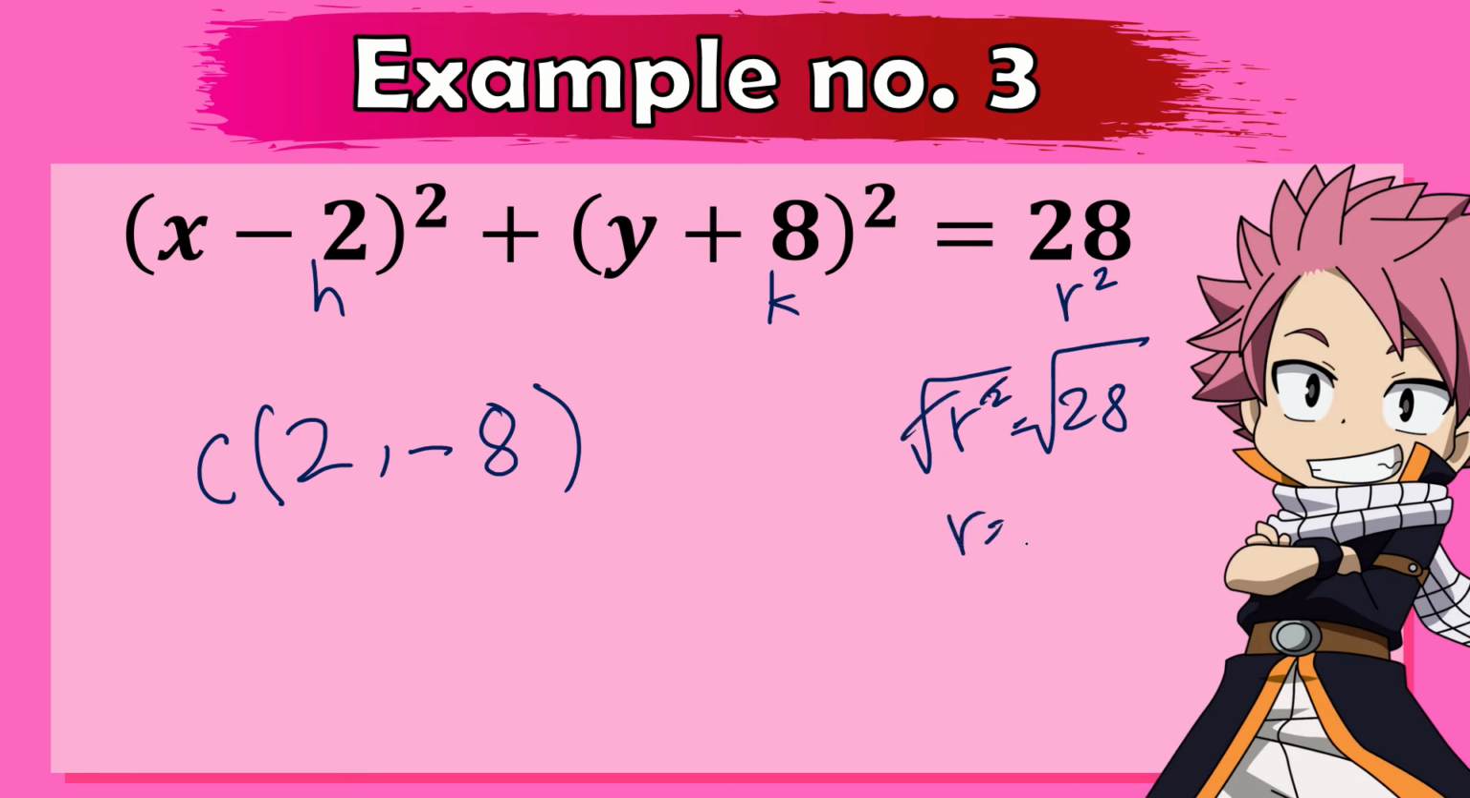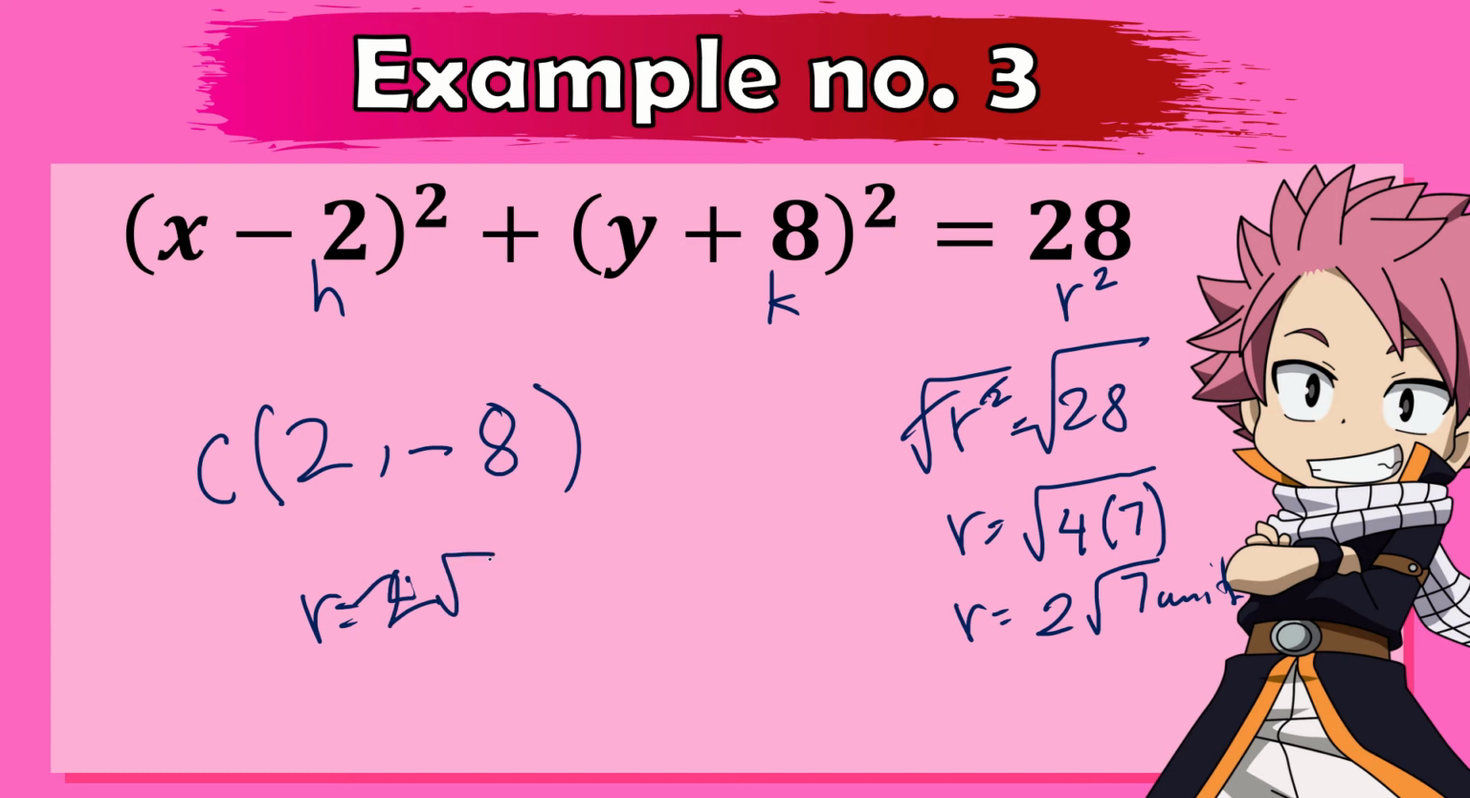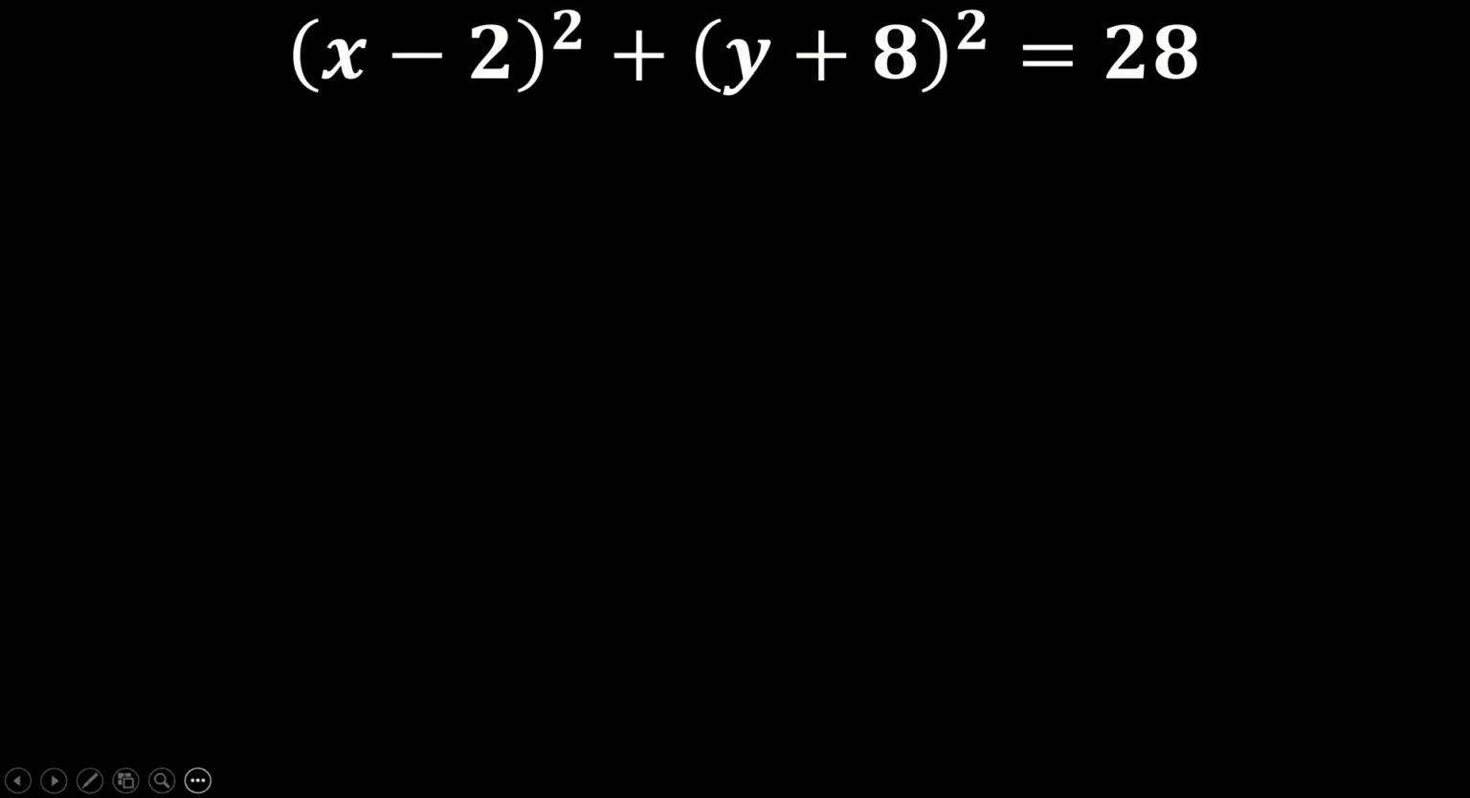Si 28 ay hindi pwedeng makuha ng eksaktong square root, so pwede siyang square root ng 4 times 7, and 4 is a perfect square, so r is equal to 2 square root of 7 units. So again, grade 10, hindi to pwede sa school of G, so we need to get yung decimal format ng square root of 28, and that is our value ng r. So our radius ay si 2 square root of 7 units, or kapag ginawang decimal is equal to 5.29 units.